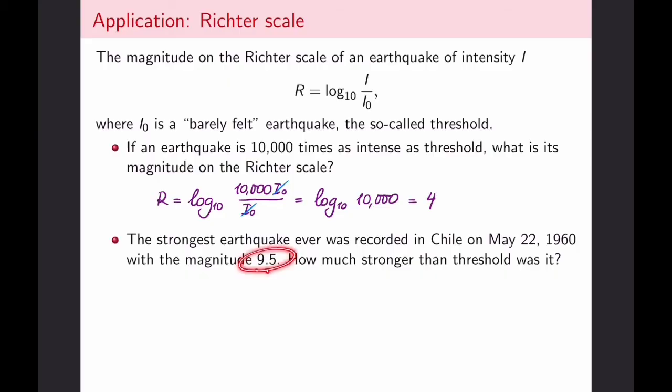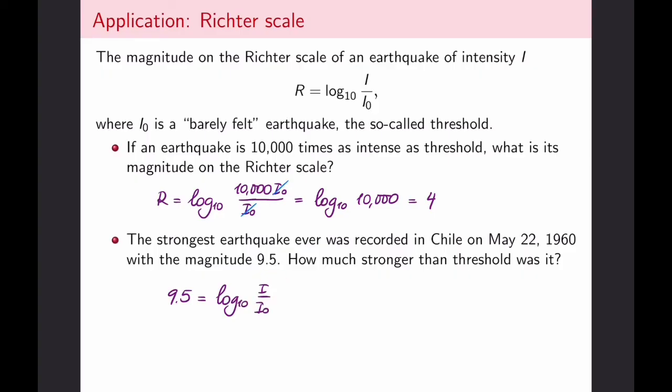The strongest earthquake ever recorded happened in Chile on May 22nd, 1960, with a recorded magnitude of 9.5. How much stronger than the threshold is that? So what I have here is I know that the Richter scale reading, this R, was 9.5. And what I would like to know is how does this I compare to this I naught? So what I have is 9.5 is logarithm base 10 of I divided by I naught.